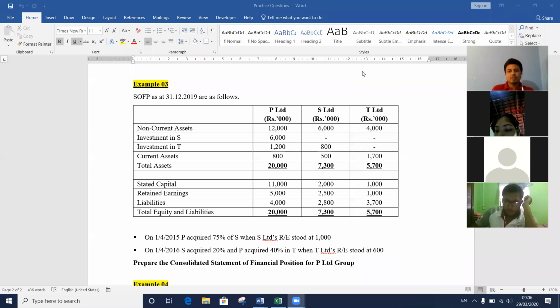Today what we plan to discuss is when the group structure is D-shaped, or in other terms, when there is a D-shaped group structure, how can we prepare consolidated statement of financial position, right? That is what I expect to discuss with example number 3.